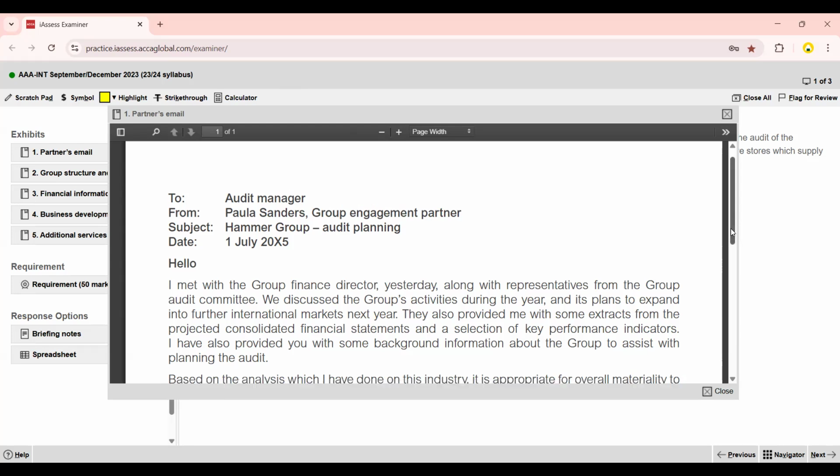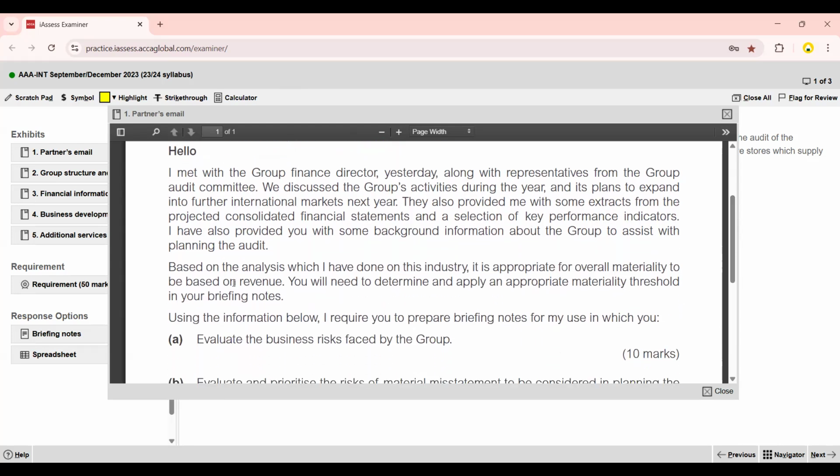Okay. Based on the analysis which I have done on this industry, it is appropriate for overall materiality to be based on revenue. Now it's told by the partner that we should use revenue as the materiality base. You will need to determine and apply an appropriate materiality threshold in your briefing notes. We all know the thresholds for revenue in case of materiality is 0.5% at the lower end and 1% at the upper end.